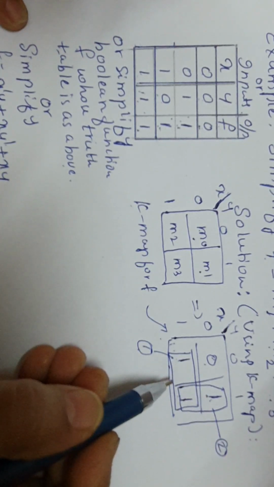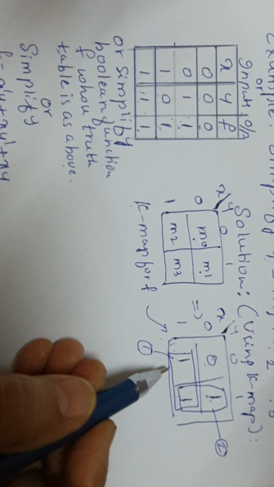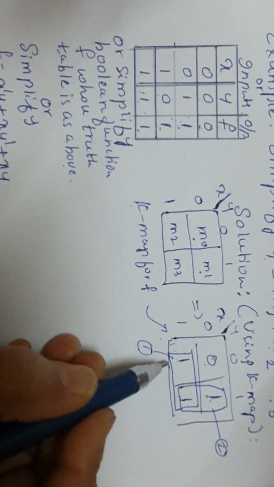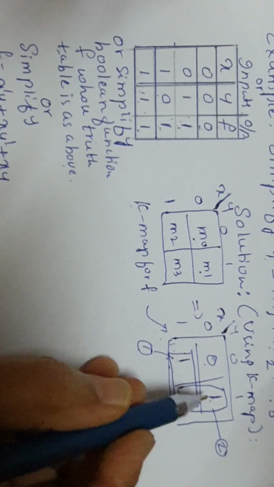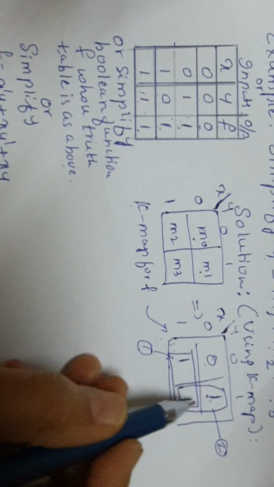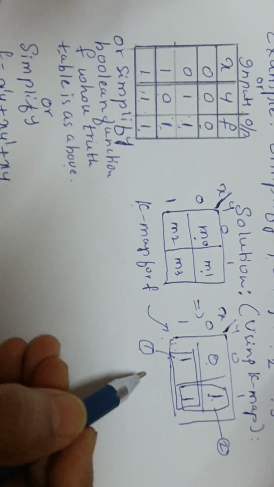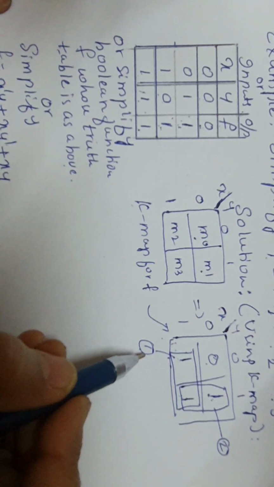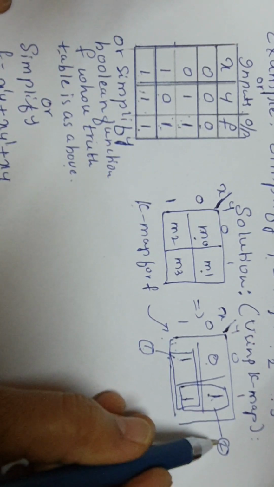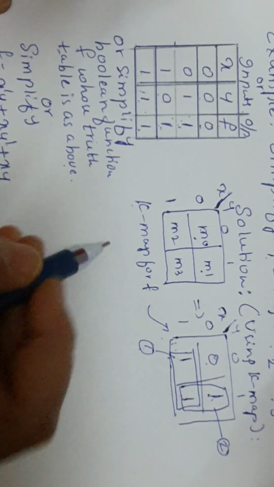So the minimum number of groups we should draw, we should try to cover all the ones. First we draw one group. This was remaining, so then we have drawn another group. With 2 groups, all the 3 ones are covered. Next we have to stop drawing groups. Now how many groups are made? 1, 2. Hence in the solution 2 product terms will be there.